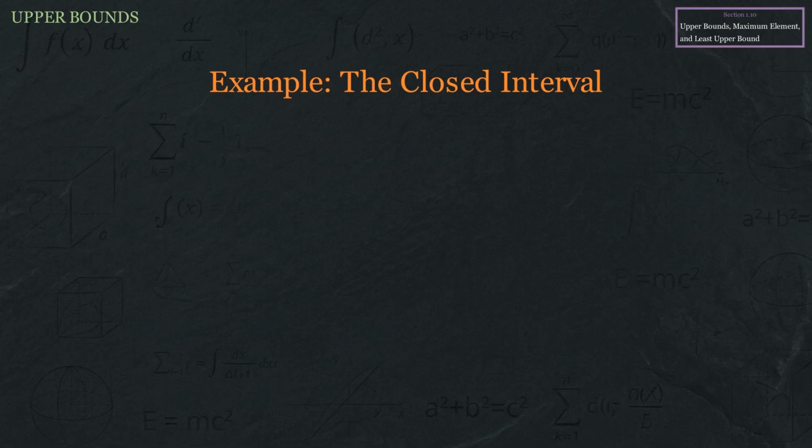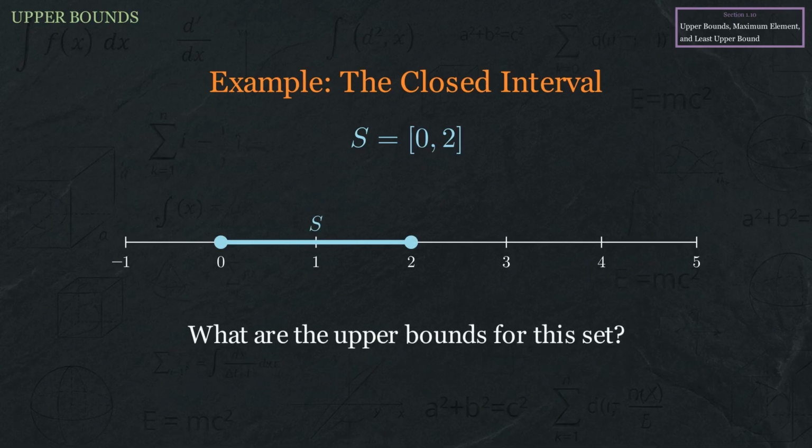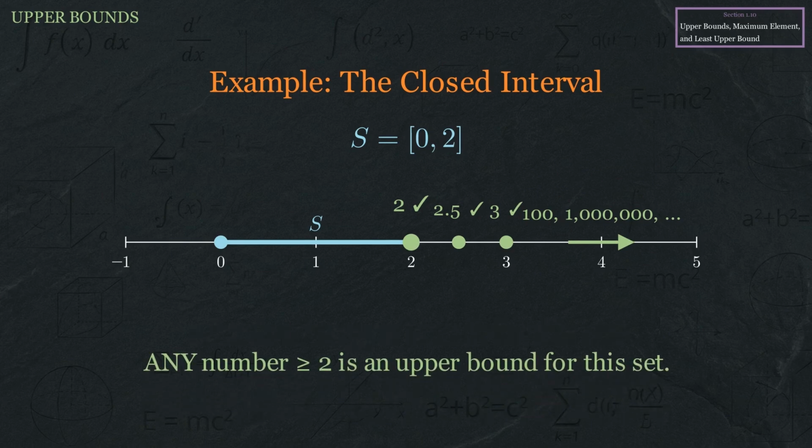Example, the closed interval. Let me give you a concrete example. Consider the set S equals the closed interval from 0 to 2. What are the upper bounds for this set? Well, 2 is an upper bound because every element of S is less than or equal to 2. But 2.5 is also an upper bound. So is 3. So is 100. So is 1,000,000. In fact, any number greater than or equal to 2 is an upper bound for this set.